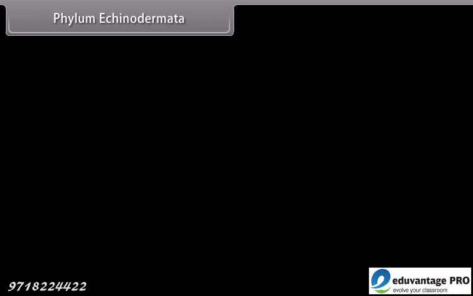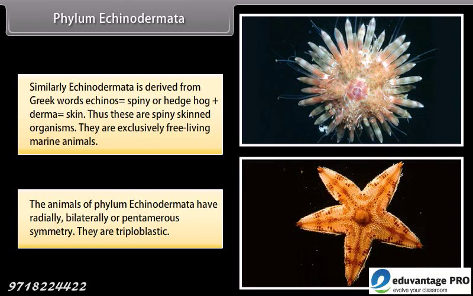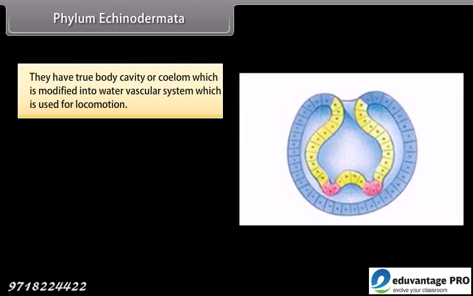Phylum Echinodermata. Similarly, Echinodermata is derived from Greek words echinos, which is spiny or hedgehog, plus derma, which is skin. Thus, these are spiny-skinned organisms. They are exclusively free-living marine animals. The animals of phylum Echinodermata have radially, bilaterally, or pentamerous symmetry. They are triploblastic. They have true body cavity or coelom, which is modified into water vascular system, which is used for locomotion.